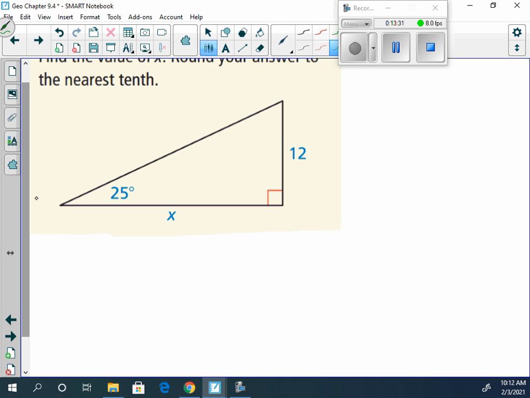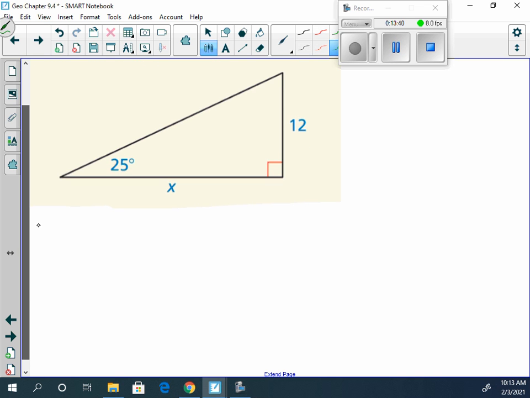Okay, we're going to do the same thing here, and we're rounding to the nearest tenth, so 1 decimal place. Okay, so what can we do first?